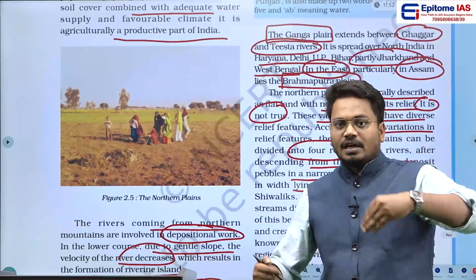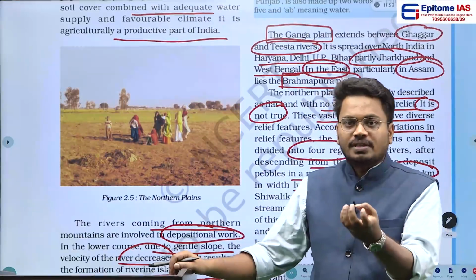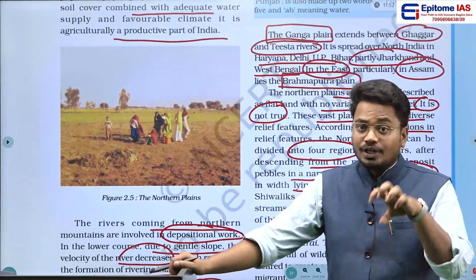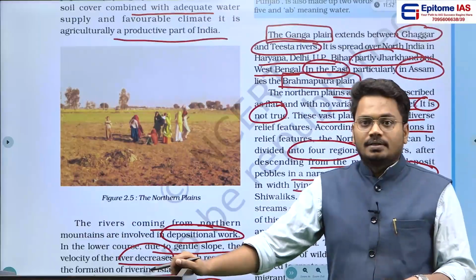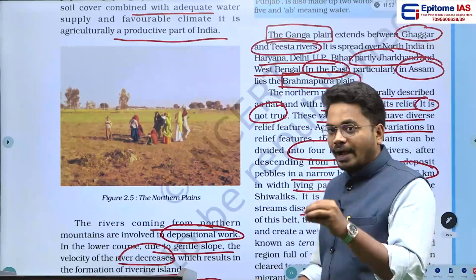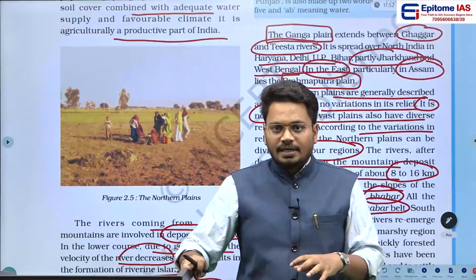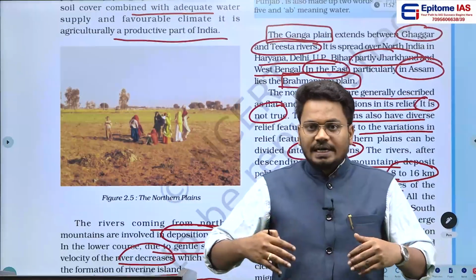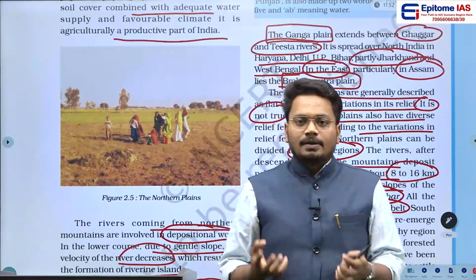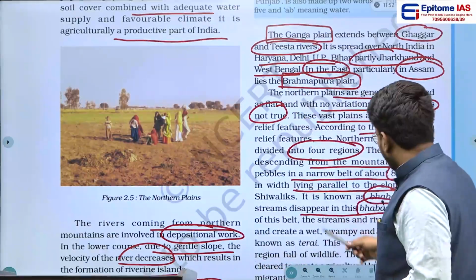So suddenly when the river is coming and joining these foothills, you can see the depositional activity happening. Because of that, you can see the formation of a new feature called Bhabar. Now all the streams disappear in this Bhabar belt. Why do all the streams disappear? First thing is the velocity of the river has been reduced. The second thing is all the deposits which were brought by the river have been deposited in that particular zone. Because of that, you can see the disappearance of many streams.